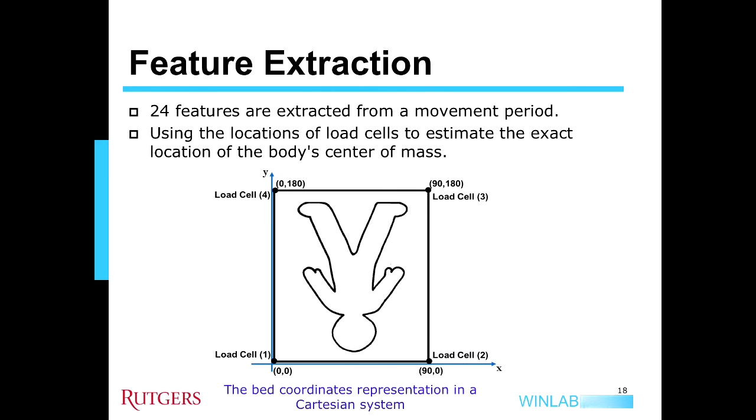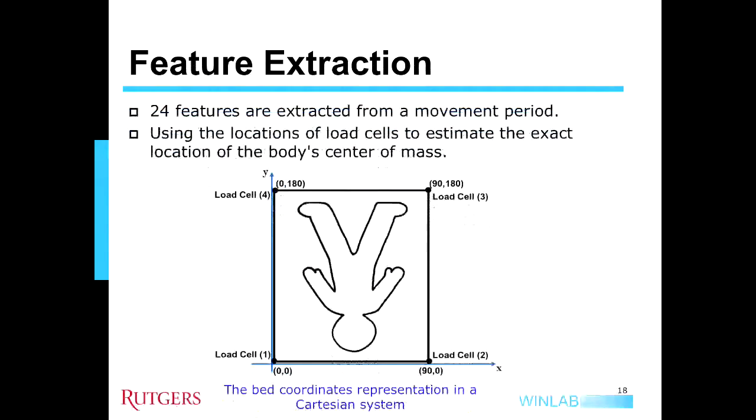These features depend on a very important thing, which is the location of the body center of mass. We have to draw our bed in some Cartesian system, and we want to know exactly the center of mass on that bed. We will know the person moves from this location to that location, extract our features, and figure out what exactly the body part moved.